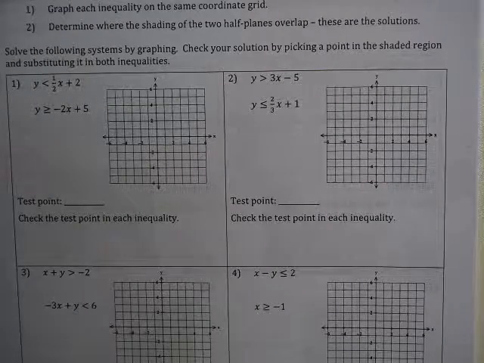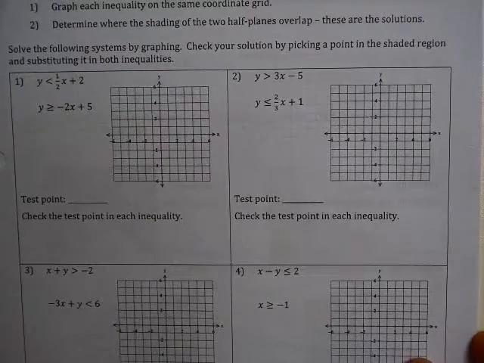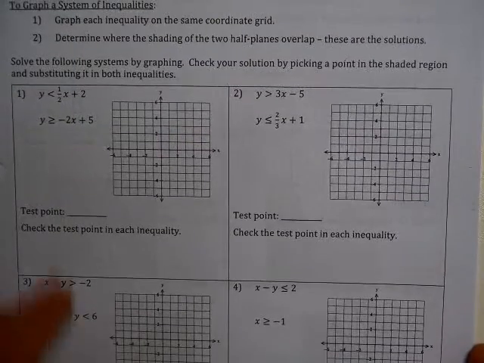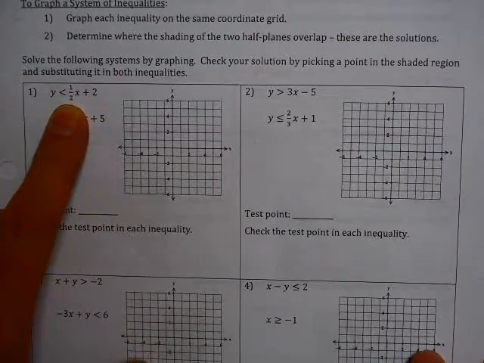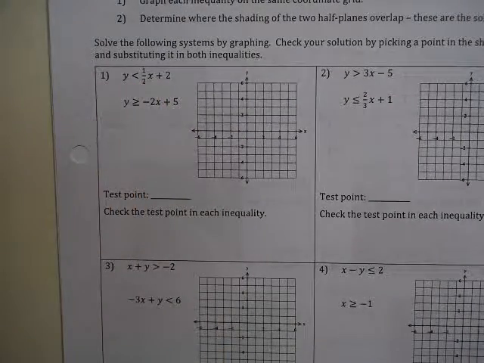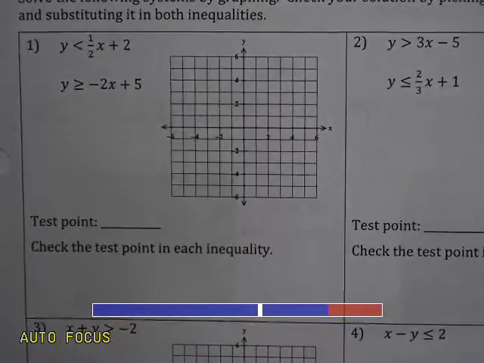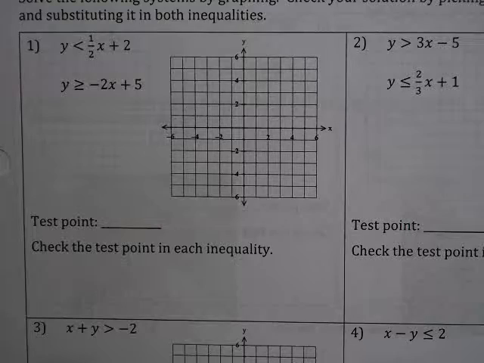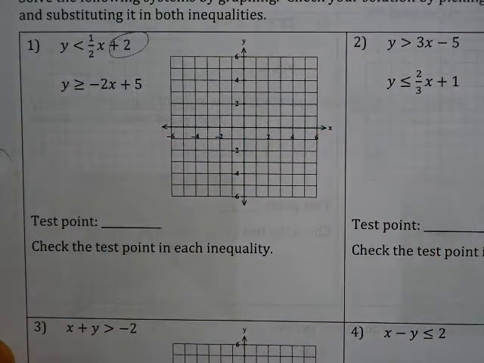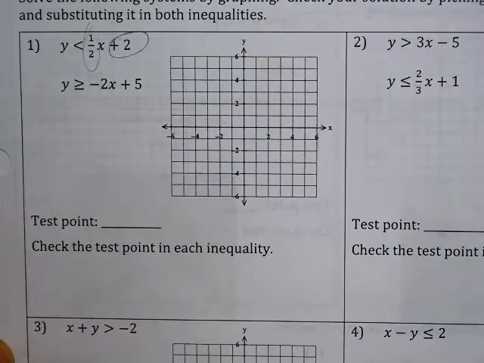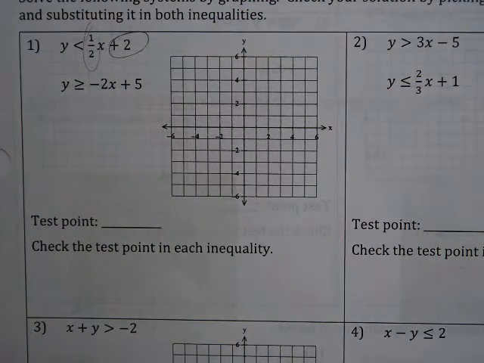With our inequalities, we've got to make sure that we're testing a point and shading it. So let's have a look at number 1. The nice thing is this is in slope-intercept form. This is on our notes page. So I have a y-intercept of 2 and a slope of 1/2, and the only other thing I have to think about is, is this going to be a solid line or a dashed line?